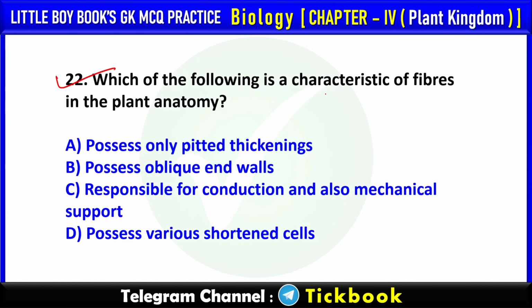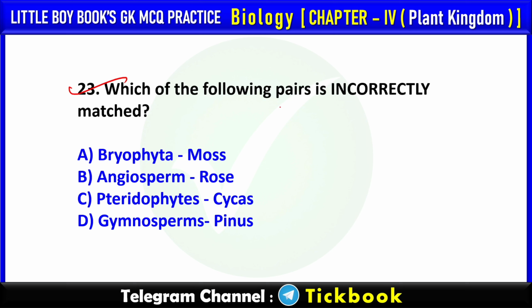Question number 22. Which of the following is a characteristic of fibers in the plant anatomy? Option number A. Possesses only pitted thickenings. Question number 23. Which of the following pairs is incorrectly matched? Option number C. Pteridophyta, Cycas. Cycas is a gymnosperm.